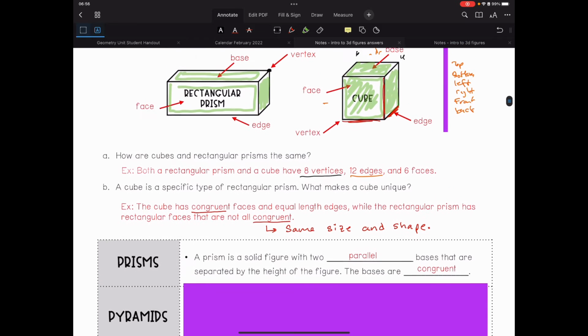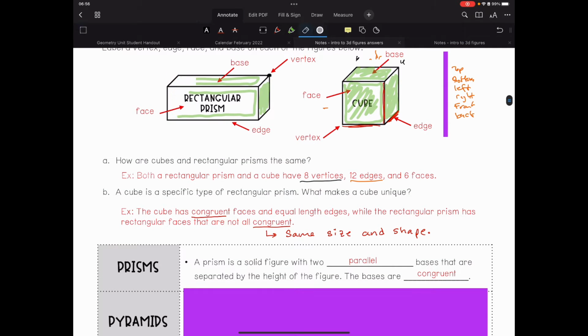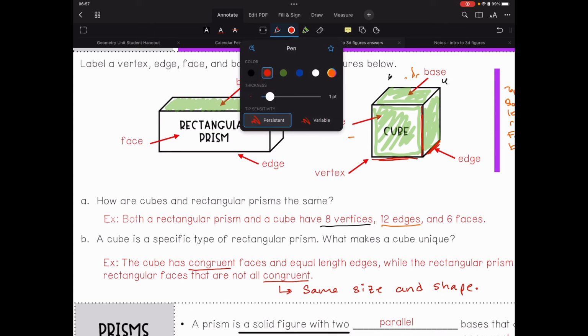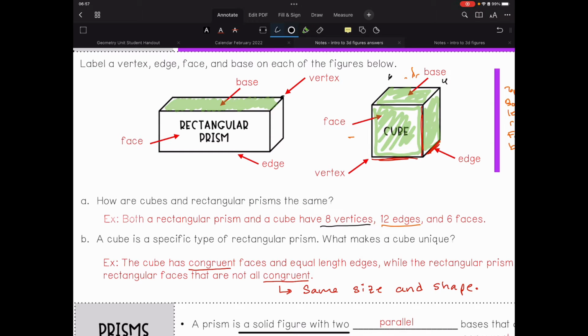So if I go back to here, and we look at this image of this prism, two parallel bases, so let's just say this top one here, and then the bottom part. There would be a bottom side to this shape. Let's just make this a little more 3D.